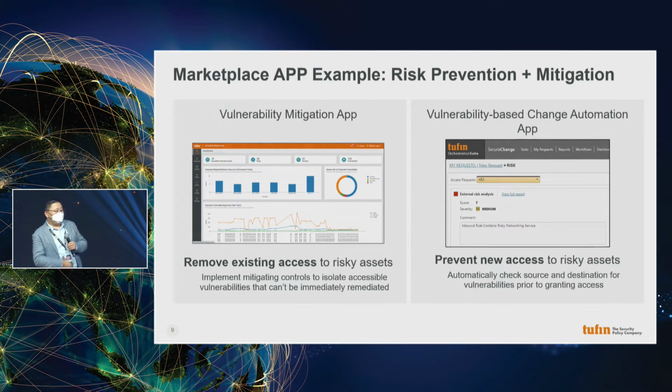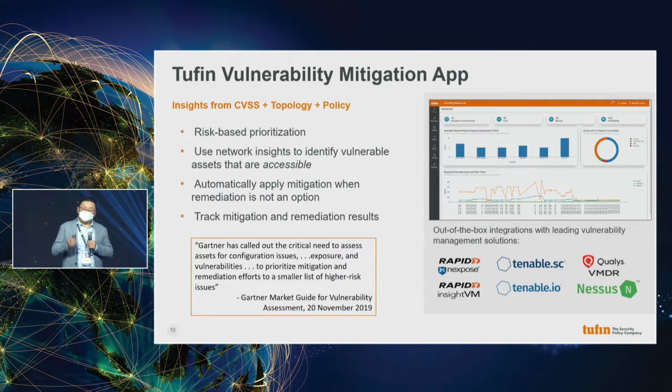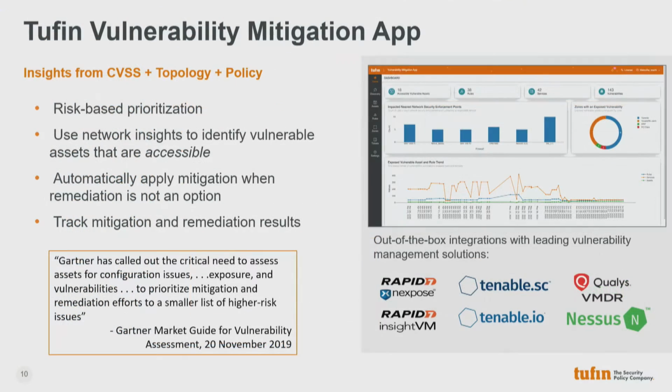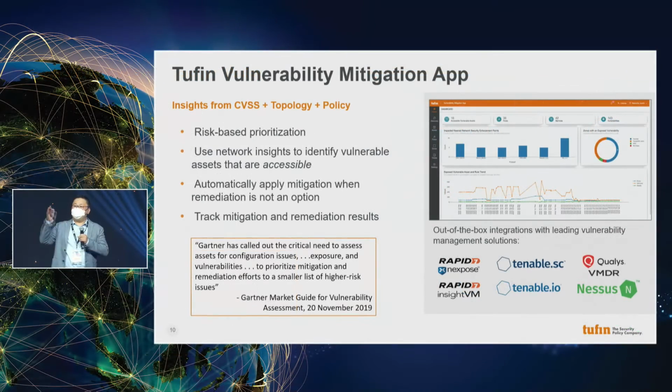So in our marketplace, we have these two different apps, the vulnerability mitigation app and the vulnerability-based change automation app. So let's look at the vulnerability mitigation app first. Basically, what the vulnerability mitigation app does is that Tufin takes in the information from the vulnerability scanner. If customers perform a VA scan, the VA scan presents a report and says that these are the assets in the network that have vulnerabilities.